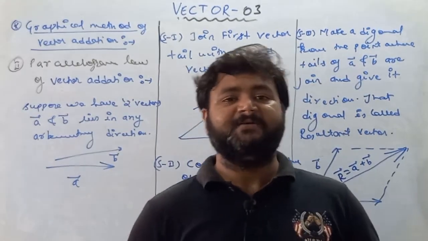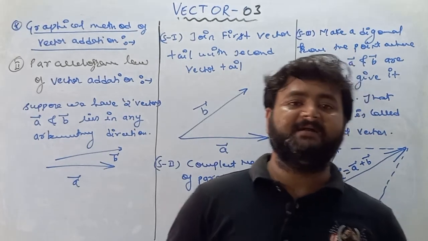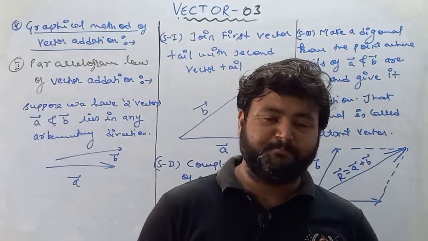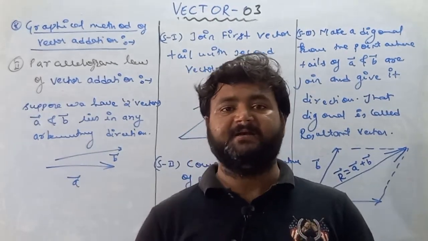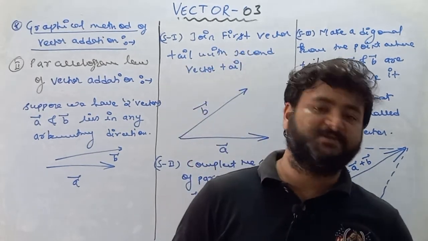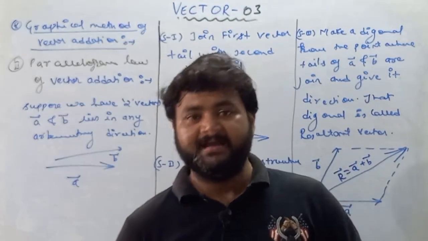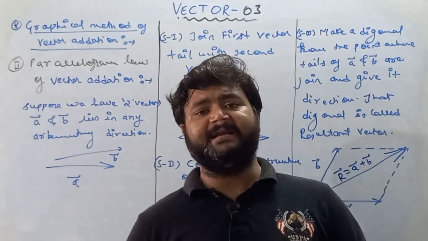In the next lecture, we'll start the analytical method of vector addition and multiplication of two vectors with two different methods. One is dot product and second is cross product, and we'll study some more laws related to vectors.